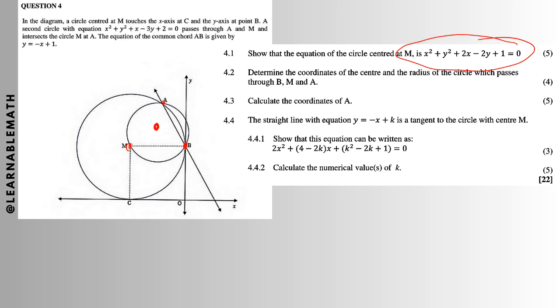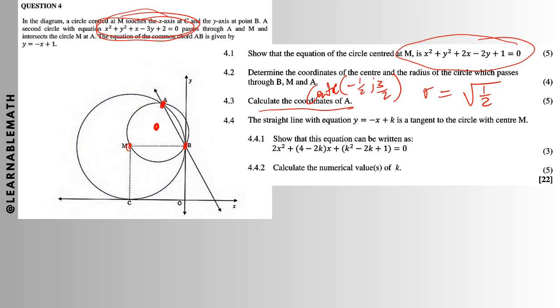Remember its center, what was it? We completed the square, right? I'm not going to repeat that process. So after completing the square of that equation, we got the center as (-1/2, 3/2), right? That was the center. The radius, remember it was the root of what? Root of 1/2. Okay, so we can just quickly move to 4.3, which says calculate the coordinates of A.